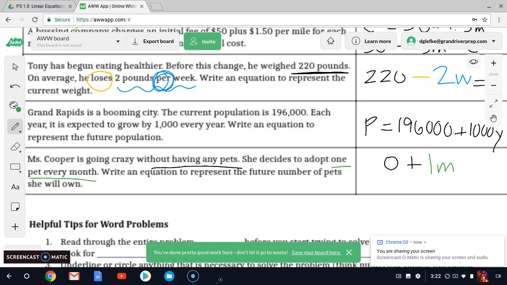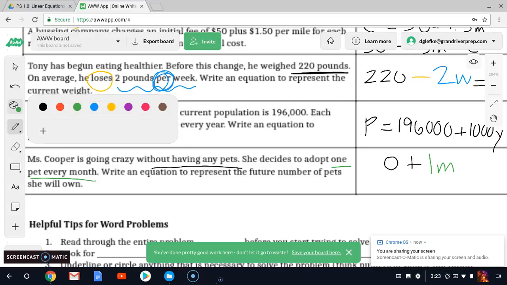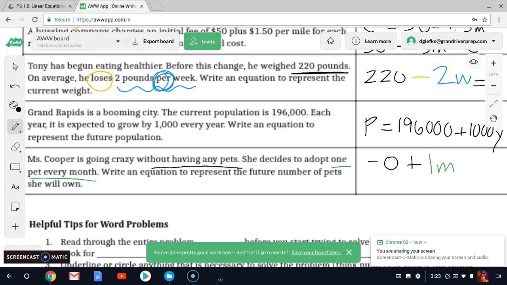Okay, so for every month or per month, we know that we're multiplying. And that's going to equal the number of pets she has total. We could put the P at the front or the P at the end. But if we look at this, do we need to have this 0 here? No. So our answer is P equals 1M. Or we could say P equals M, because we don't need to write that 1 in front of the variable.